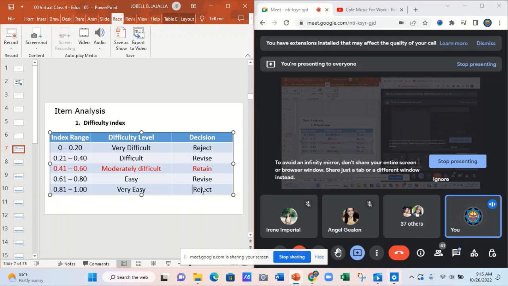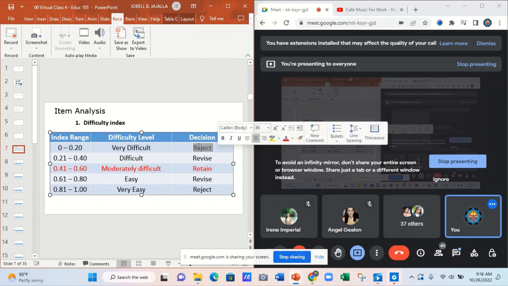Now, on the other hand, class, if the difficulty index is very low, that means the item is very difficult. So it is reversed. The range for a very difficult item is between 0 to 0.20. That is the difficulty index for very difficult. Now, if it is very difficult, the same decision also applies, no? Rejection again, class. We reject that item because it is so difficult that no one or very few can answer it correctly.